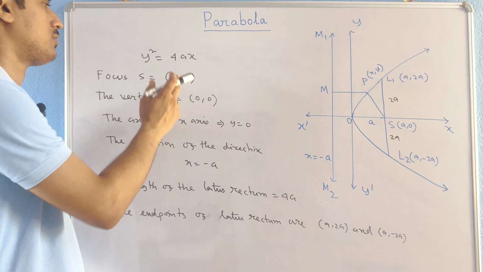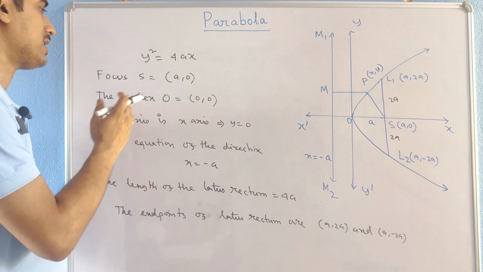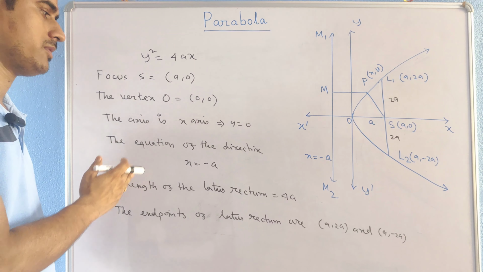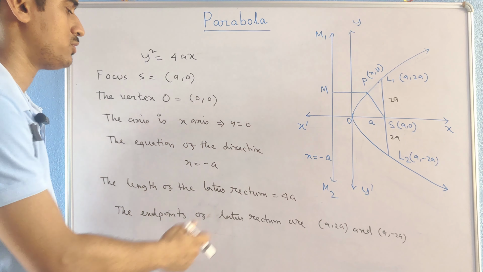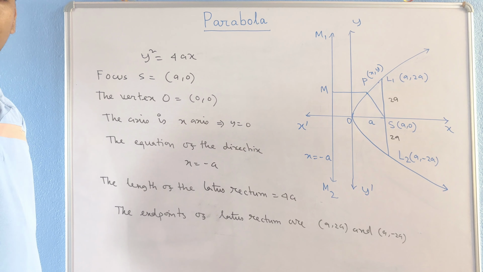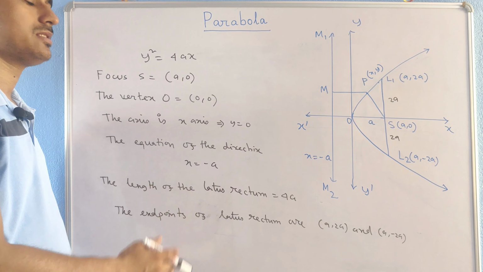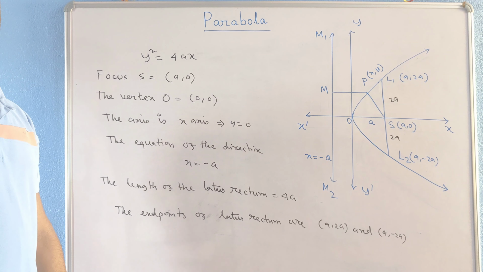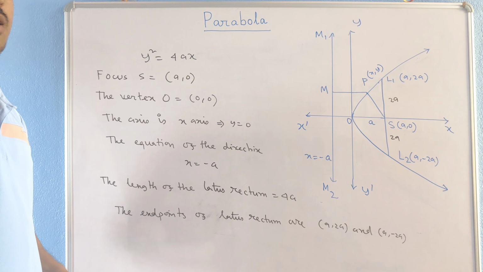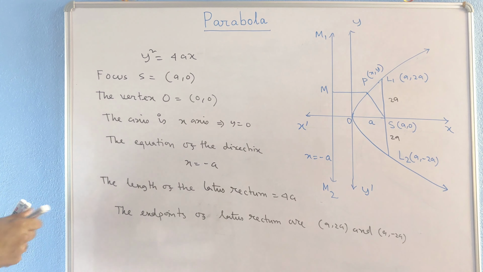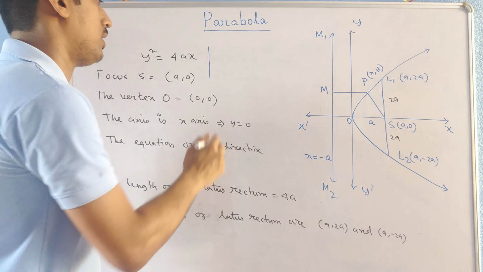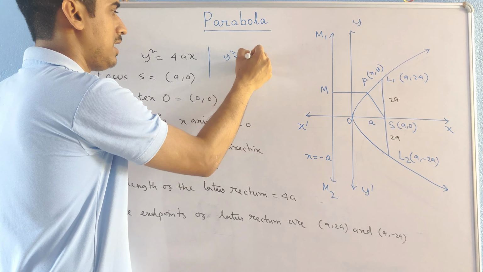So for the equation y square equals 4ax, the focus is a comma 0, the vertex is 0 comma 0, the axis is the x-axis, y equals 0. The equation of the directrix, that is the line M1 M2, is x equals minus a. The length of the latus rectum is 4a, and the end points of the latus rectum are a comma 2a and a comma minus 2a. Now we will find these for a particular equation y square equals 16x.